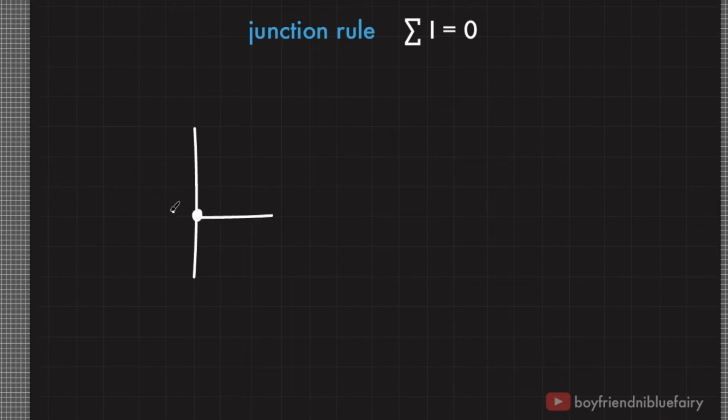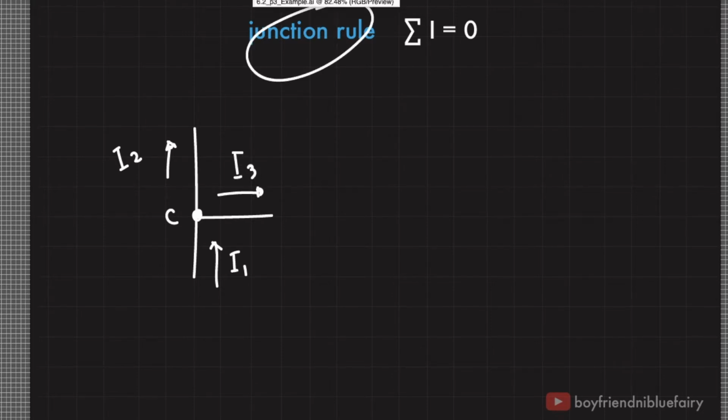Kirchhoff's rules are easy to use because they only consist of two rules. The first rule, called the junction rule, states that the algebraic sum of currents into any junction is equal to 0. So for example, at junction C, if we have a current I sub 1 going to junction C, then it can be broken down into these two paths. I can rename the current going to this path as I sub 2 and the current going to this path as I sub 3. This rule is based on the conservation of charge.